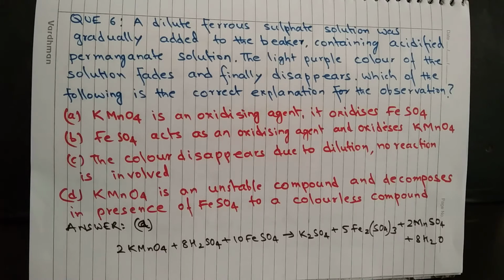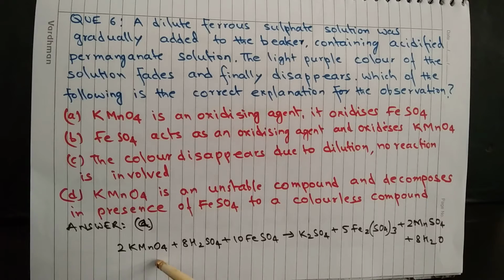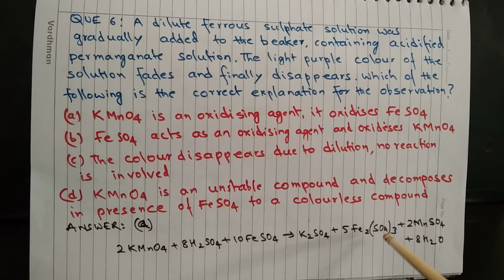The equation involved in this reaction is 2 KMnO4 plus 8 H2SO4 plus 10 FeSO4 is equal to K2SO4 plus 5 Fe2(SO4)3 plus 2 MnSO4 plus 8 H2O. So ferrous sulfate changes to ferric sulfate.